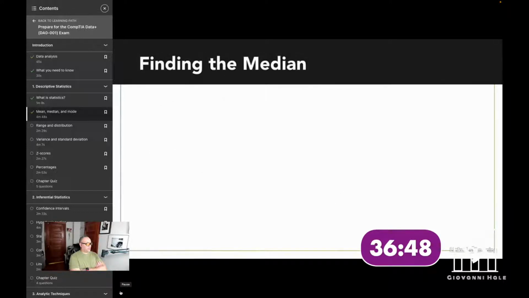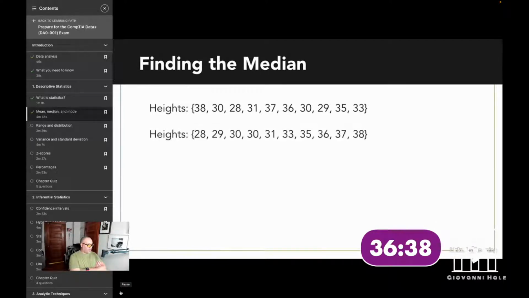Next, we'll find the median of the data set. Good news, there's no math here. The median is just the middle value of the sorted data set. This data set isn't yet sorted, so let's just rearrange it so that the values are sorted. Now, we just need to find the middle value.